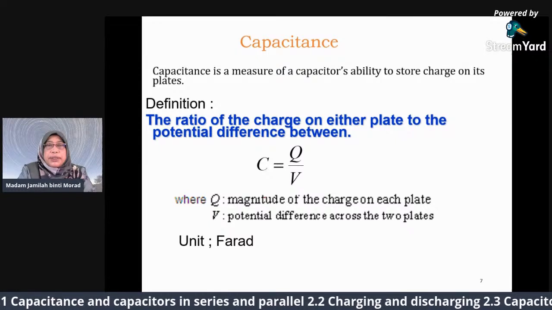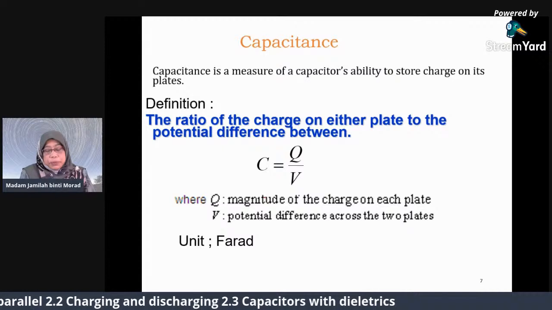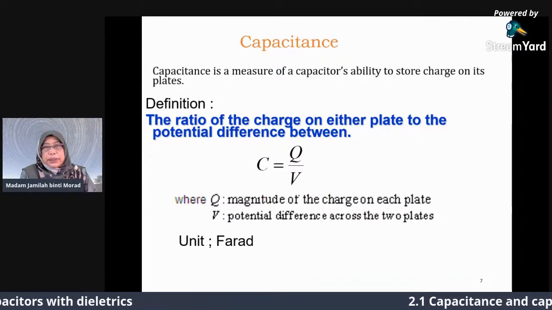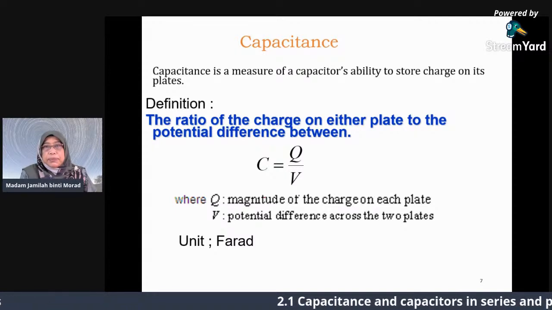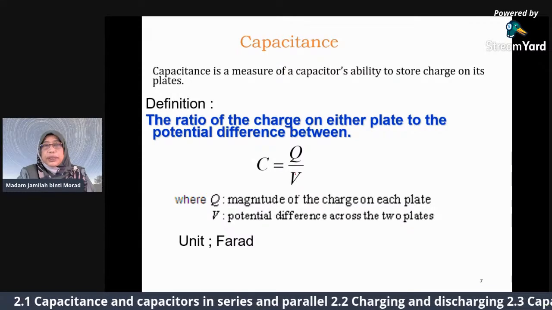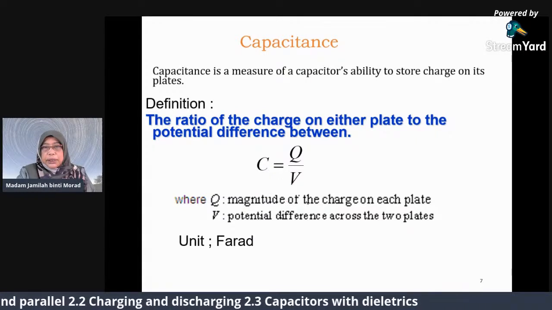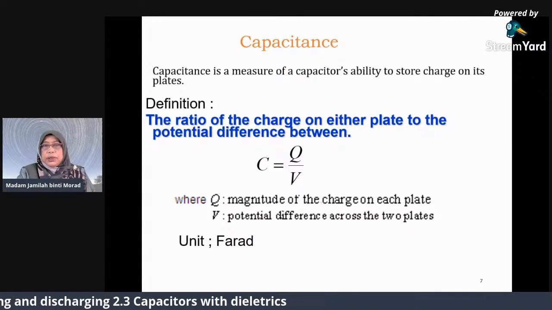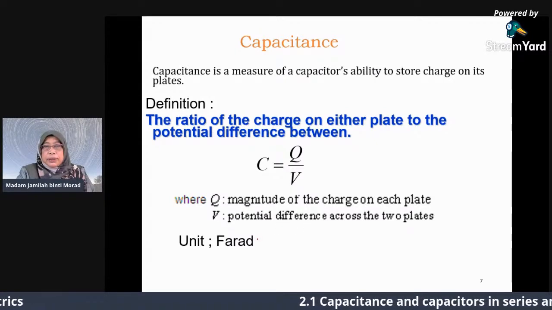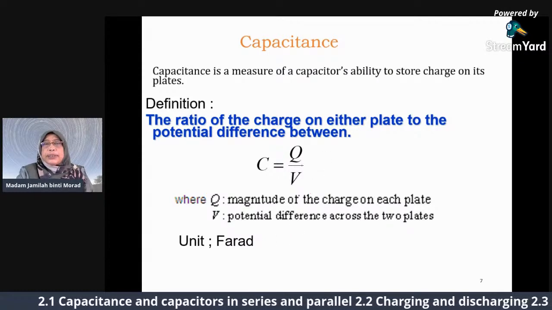In terms of the definition of capacitance, for objective number one, define the capacitor. The capacitance is the ratio of the charge on either plate to the potential difference between the plates. So C equal to Q over V. For this mathematical relationship, Q stands for the magnitude of the charge on each plate, V is the potential difference across the two plates, and the unit is Farad, named after Michael Faraday.